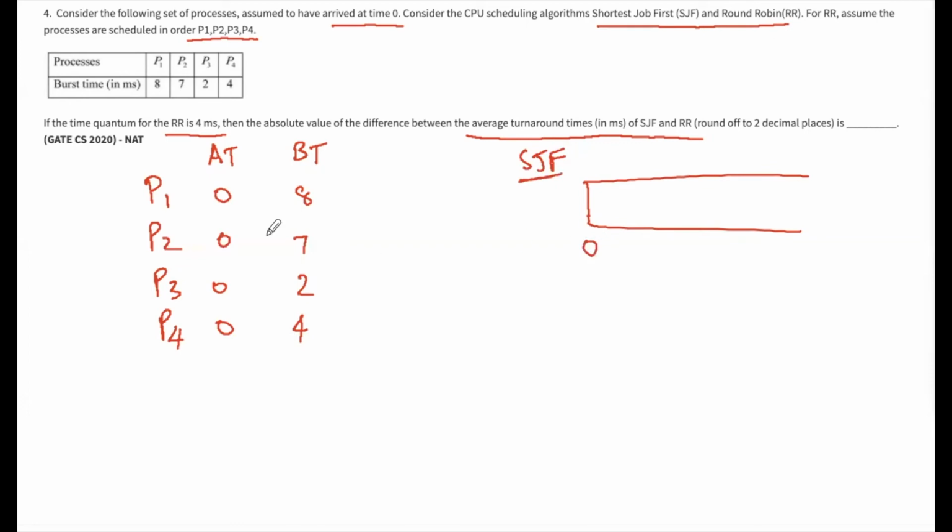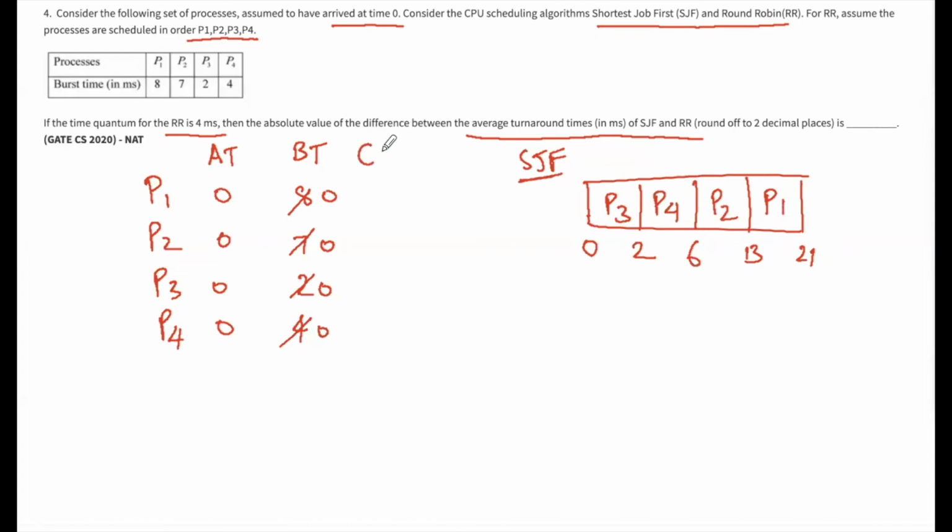So at time 0, all the processes arrived, so I'll schedule only P3 first because this one has the least burst time, 2 milliseconds. Then I'll schedule P4, right, for 4 milliseconds, so it becomes 6. Next, I'll schedule P2, right, for 7 milliseconds, which becomes 13. Next, I'll schedule process 1, right, for 8 milliseconds. So it becomes 21.